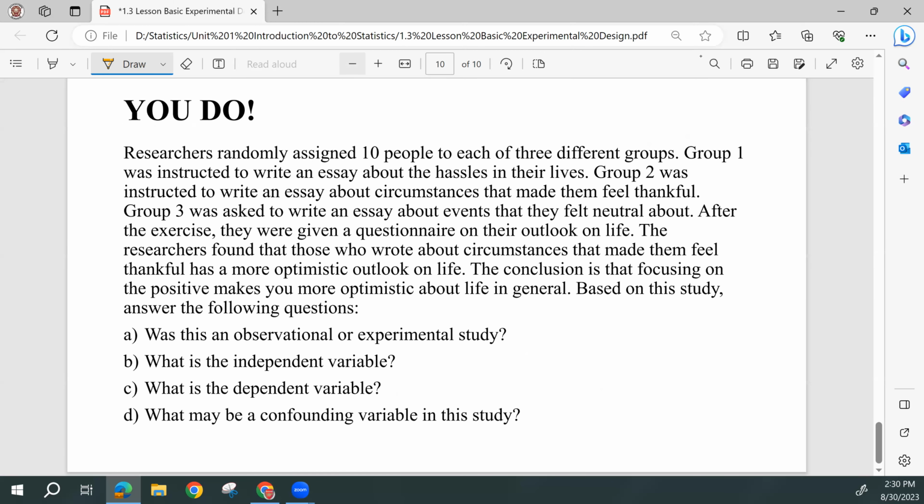If this is hard to read on the screen, this is also on Canvas, so you can read it there. But what I want you to do is read through this study and answer these four questions, and then we will discuss them at the beginning of next class. As always, if you have any questions about this lesson, please ask me either before you leave today or at the beginning of the next class.